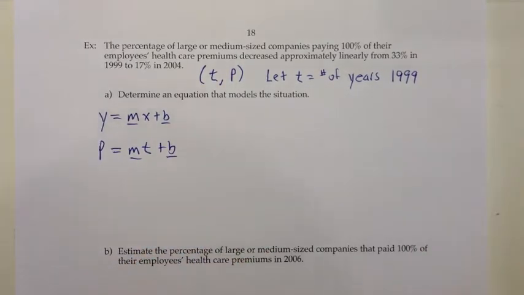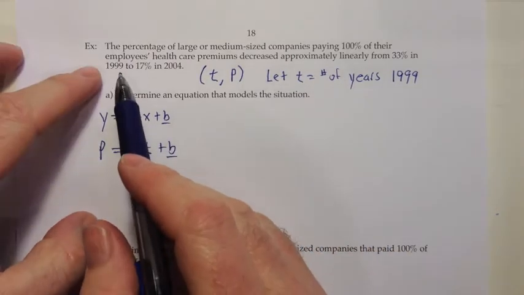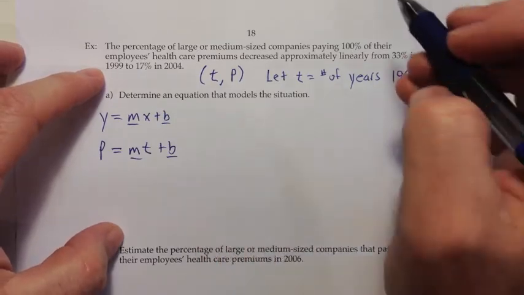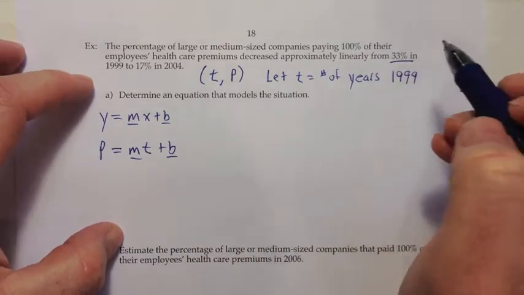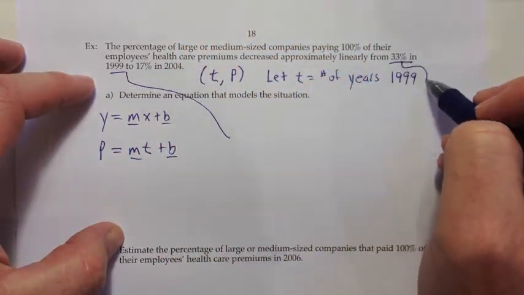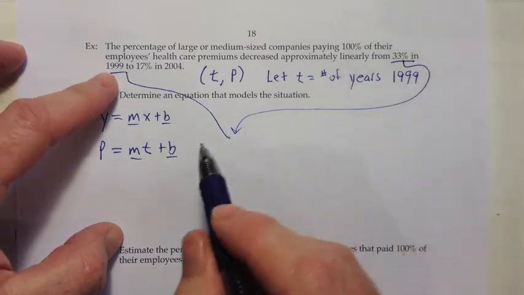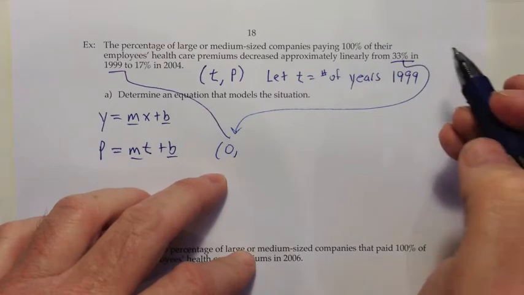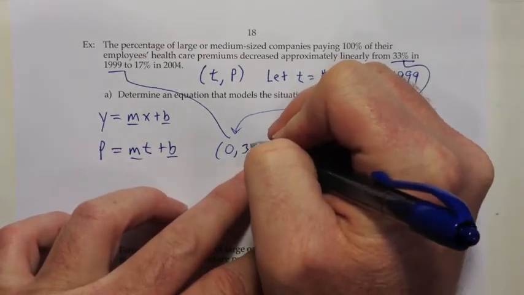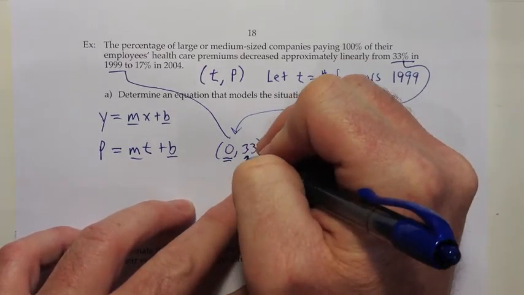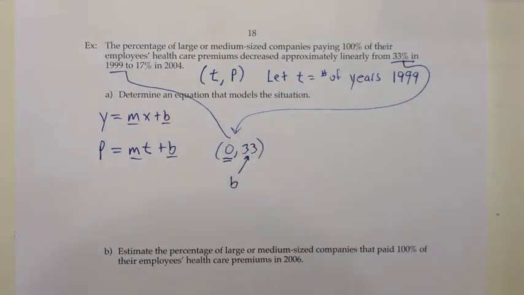And the reason that's a smart pick is if you know 1999, which would be a t of 0, then you're going to know your y-intercept. So if we take this information right here that it was 33% in 1999, go ahead and pull that in. That's an ordered pair. In 1999 it was 0 years and the percent was 33. So we get the ordered pair 0, 33. Because this is a 0, we know that this right here is b. And then we still need to figure out the slope, but that's a good start.